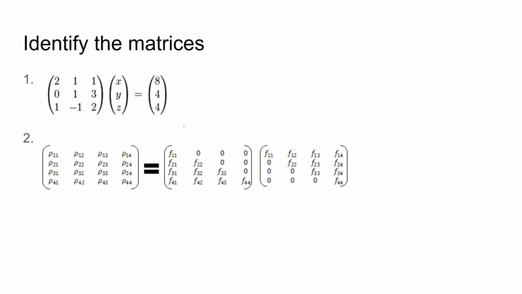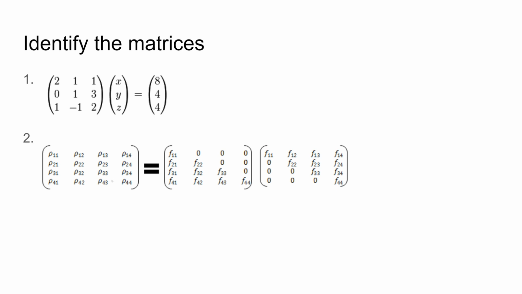So the first one is pretty simple. It's written in the general form AX equals B. So the 2, 1, 1, 0, 1, 3, 1, negative 1, 2 is going to be the A matrix. And then the XYZ matrix is going to be the variable matrix. And on the other side, the 8, 4, 4 is the solution, the B matrix.